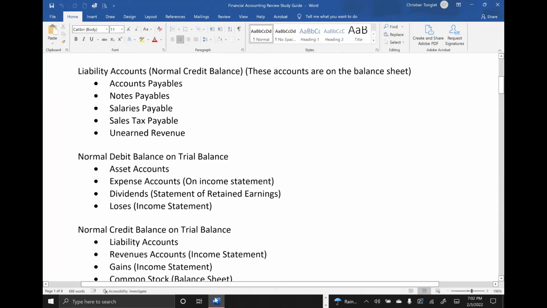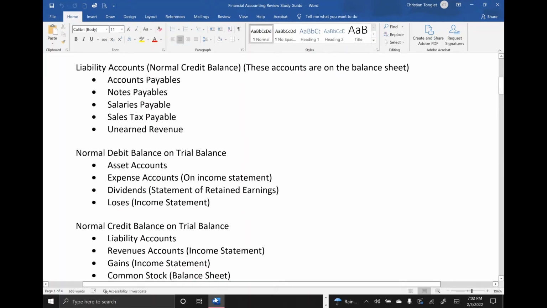All right, so our liability accounts normally have a credit balance. So when you're looking at that trial balance and those dollar amounts, the total should be a credit balance in the credit column. It doesn't always have to be, because sometimes things happen and you may have something out of the norm, but for the most part, it'll be a credit balance. And those are also on the balance sheet.